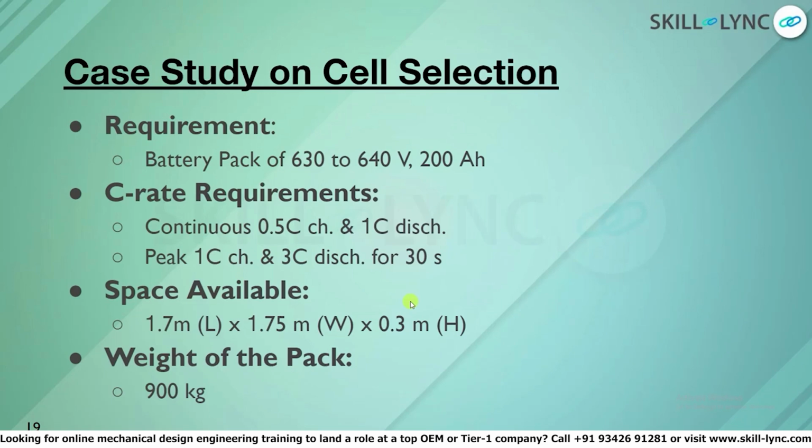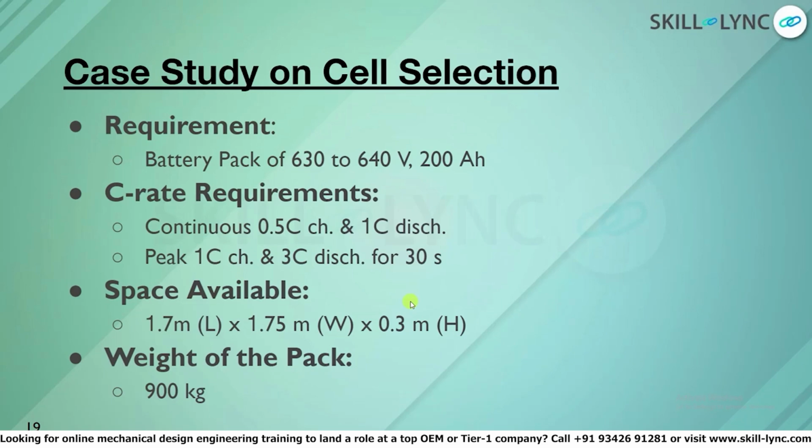Similarly, the same is the case with peak charging. When you charge at 1C, that is for a very limited time, say 30 seconds. That means you are charging at 200 amperes for just 30 seconds. Charging at 1C is not a problem. But when you are discharging at 3C for 30 seconds, that is where you need to understand how the cell is going to work. That is something you have to understand from the cell point of view.